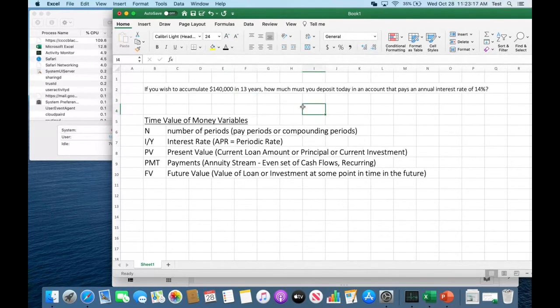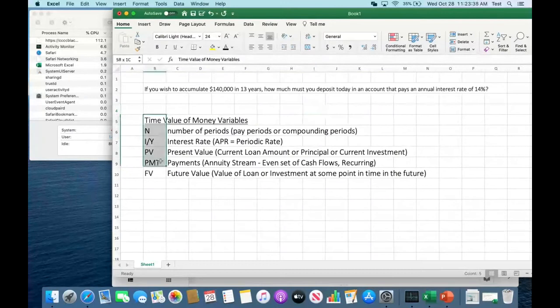Okay. So if you wish to accumulate $100,000 and your goal is in 13 years, the question simply states, how much would you have to deposit today into an account that pays on average an annual interest rate of 14%? This is a very simple time value of money problem.